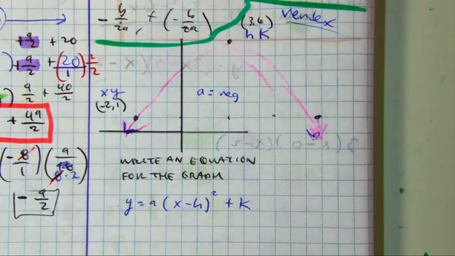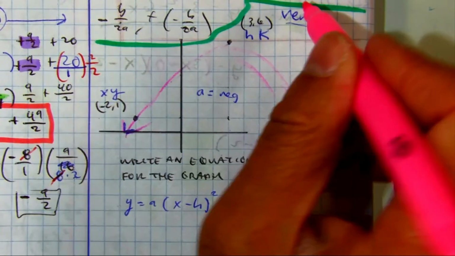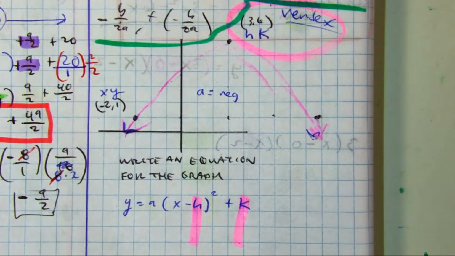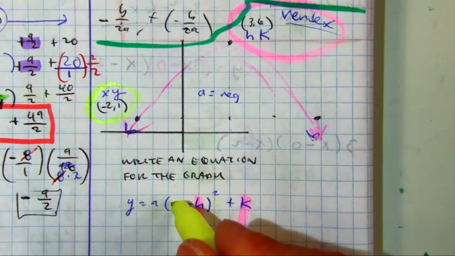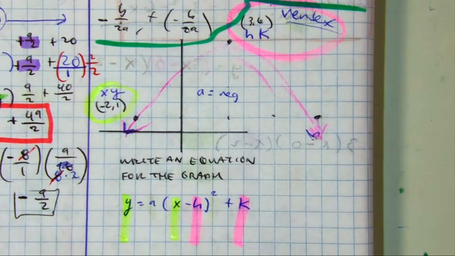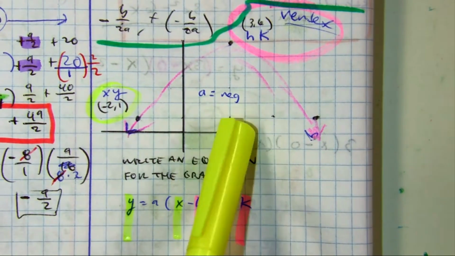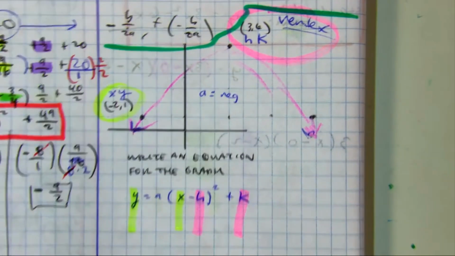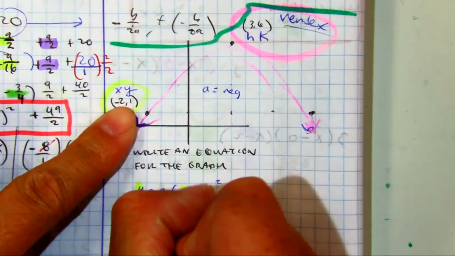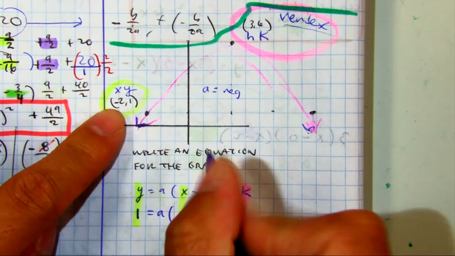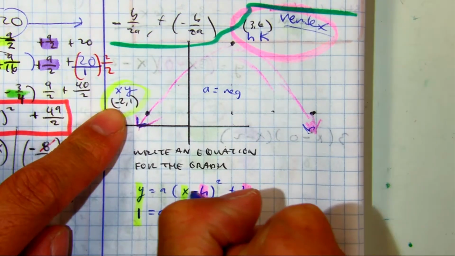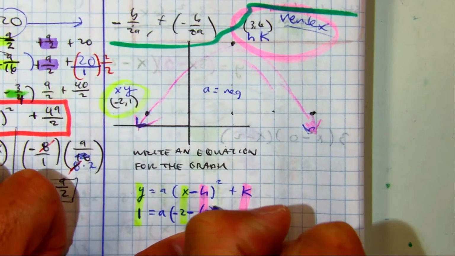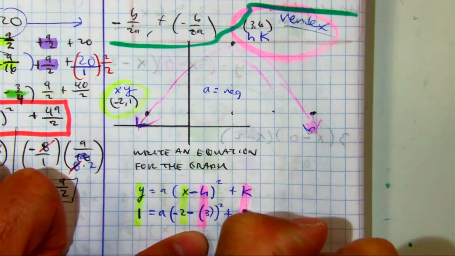So now I'm just going to color code it for you. Vertex, H, K. Ordered pair, X, Y. And although I know that A is going to be negative, do we have a number for that, class? No. Get it? And we're going to get it. So let's put them in. My Y value is 1. A value, X is negative 2. Okay, don't forget, I don't care what the H value is, that is a minus sign. H value is 3. And our K value is 6.